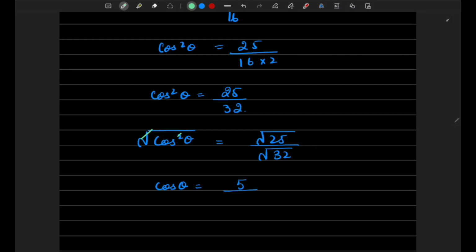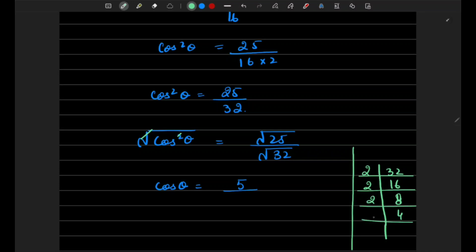And for 32 we use the prime factorization method. 2 into 16, 2 into 8, 2 into 4, 2 into 2, and 2 into 1.